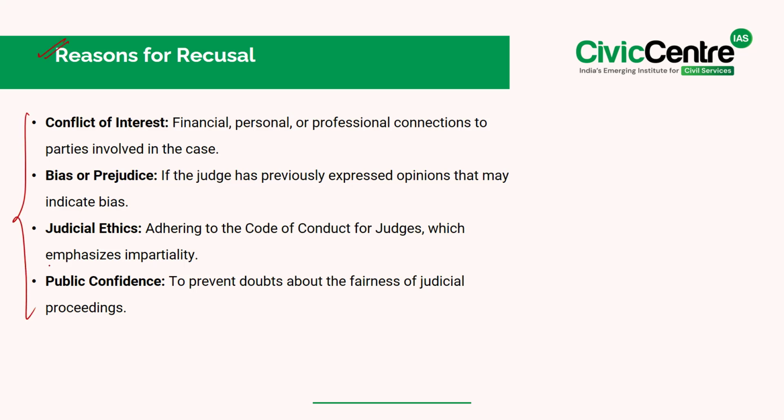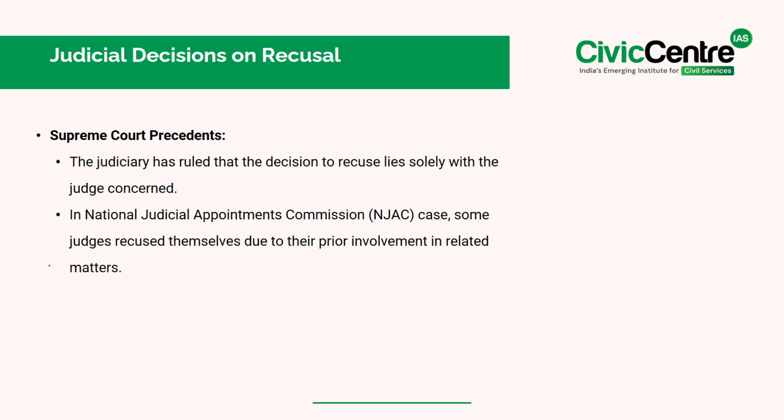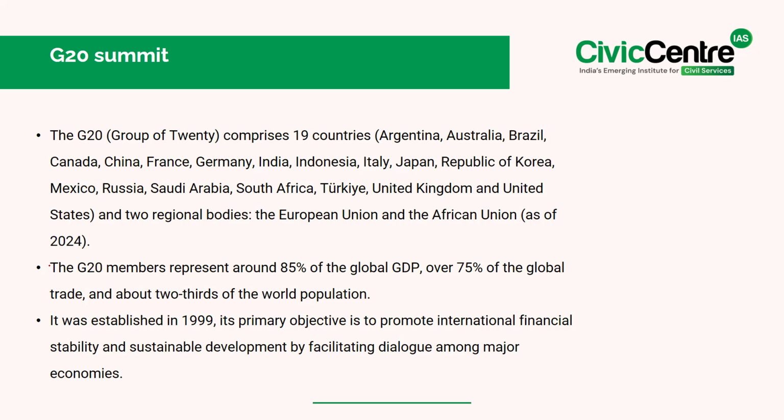The next article is in the context of the G20 summit, which is being held now. See, these are the G20 countries comprising different countries. Now, significantly, the G20 members represent around 85% of the global GDP, over 75% of the global trade and about two-thirds of the world population. See, this G20 was established in the year 1999 with the primary objective to promote international financial stability and sustainable development by facilitating dialogue among the major economies.